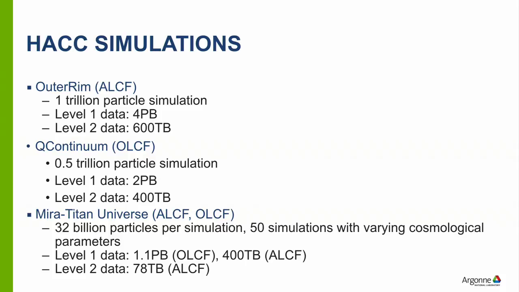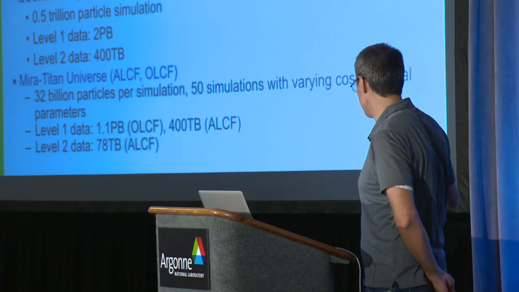The Q continuum simulation was 0.5 trillion particles. And we have 2 petabytes of data from that at level 1. And the Mira and Titan universe simulations run at both facilities used 32 billion particles per simulation with 50 different simulations of that size with varying cosmological parameters. And we've generated a lot of data in this case too.